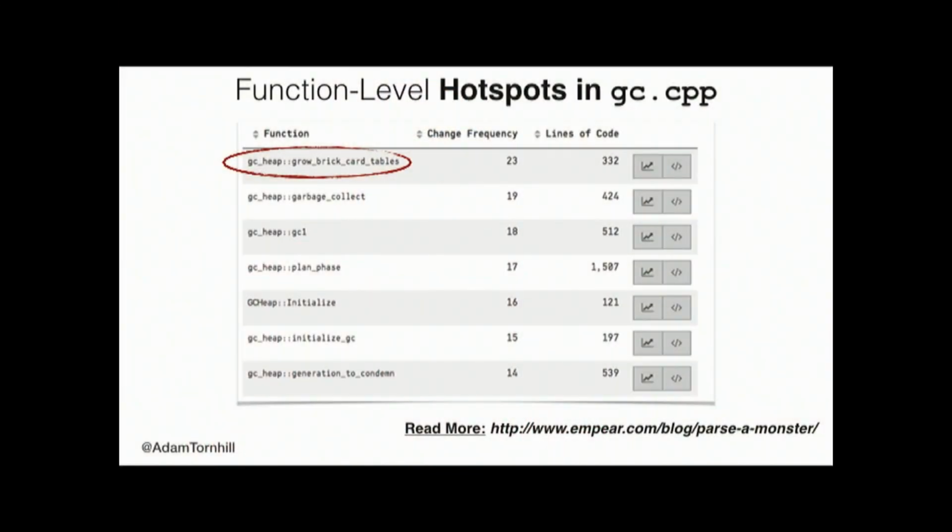So what I'm going to show you now is a hotspot analysis of the functions in gc.cpp. Here we go. It turns out our number one hotspot on a function level is a function called grow brick card tables. It's a pretty big function consisting of 332 lines of code. That's a lot for a single function, isn't it? But it's much less than 37,000 lines of code, which is the size of a total file. And it's definitely less than 4 million lines of code, which was the size of the total system.